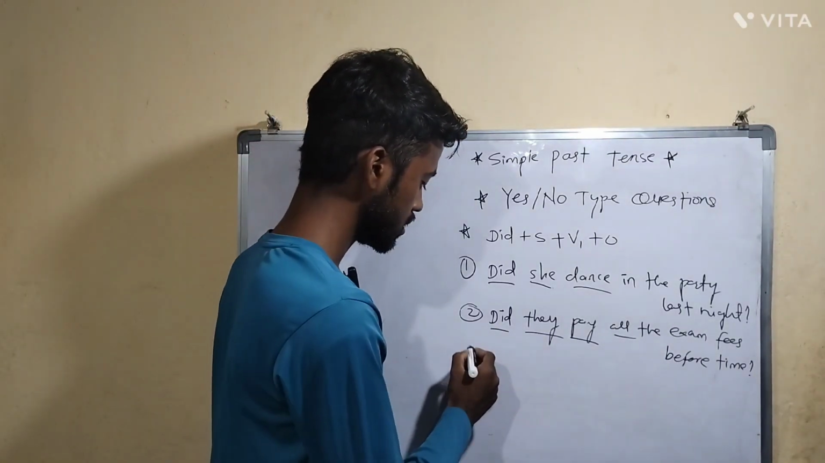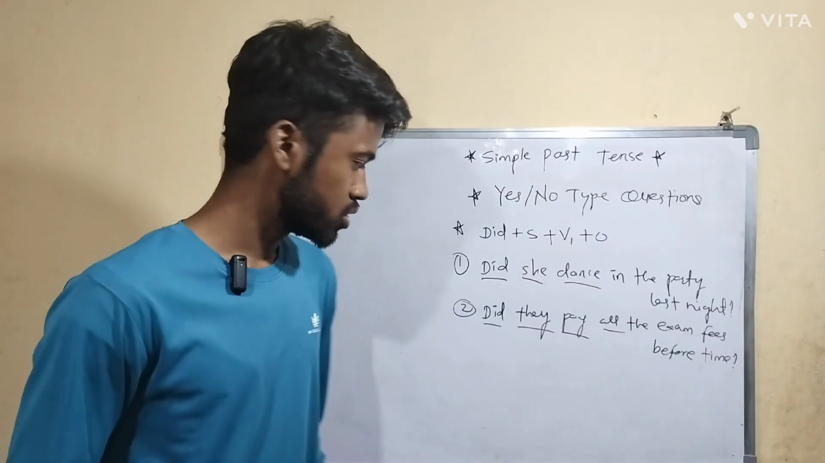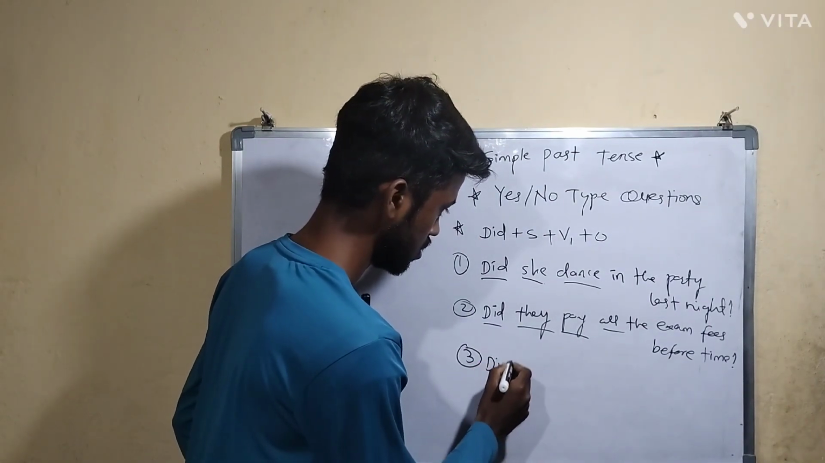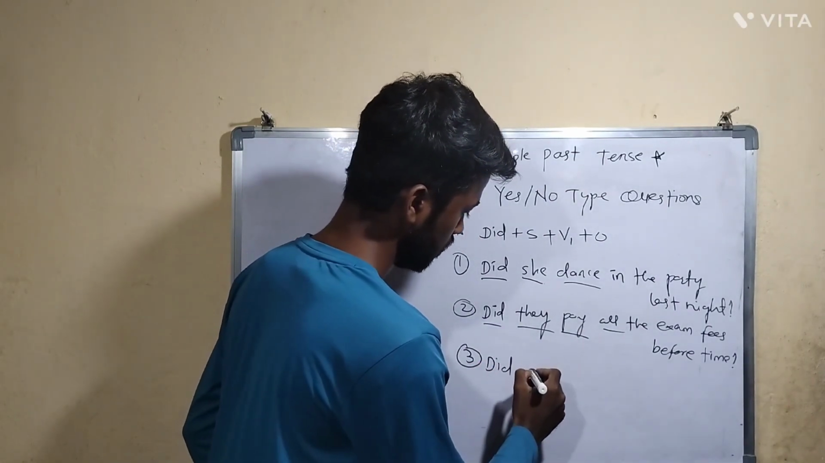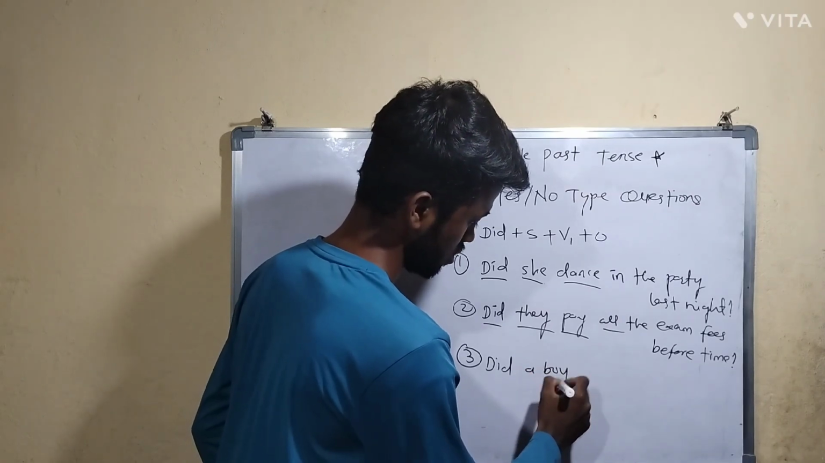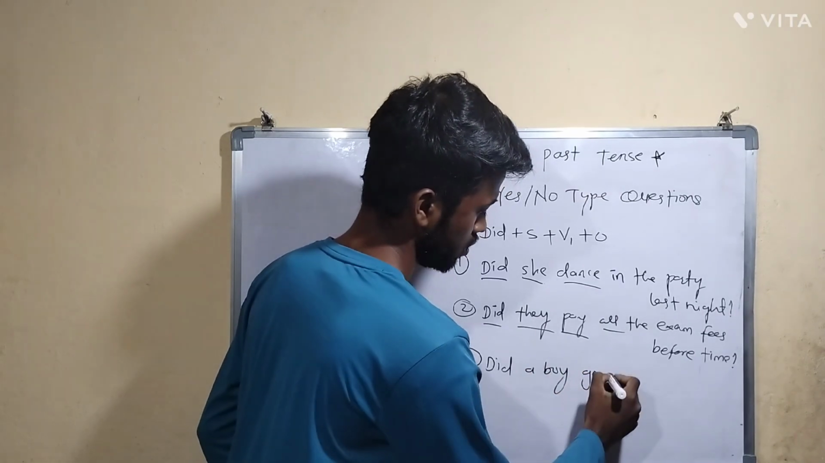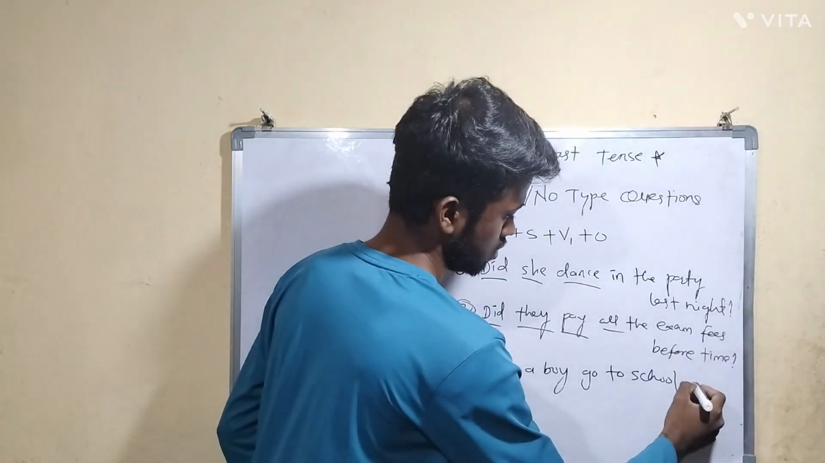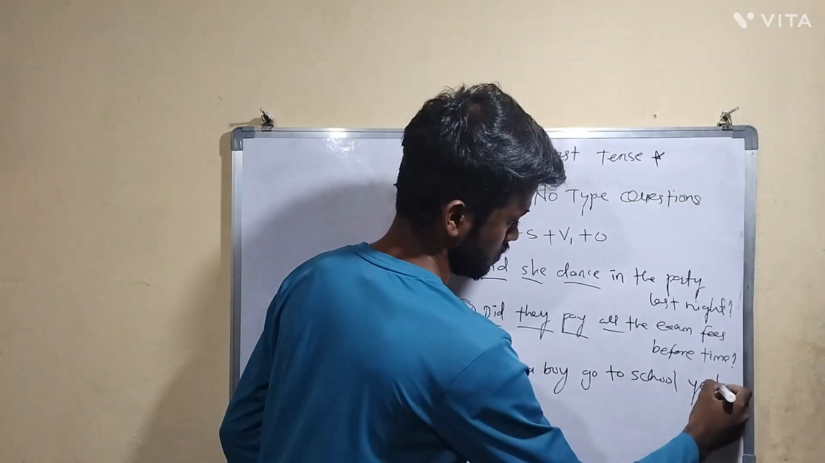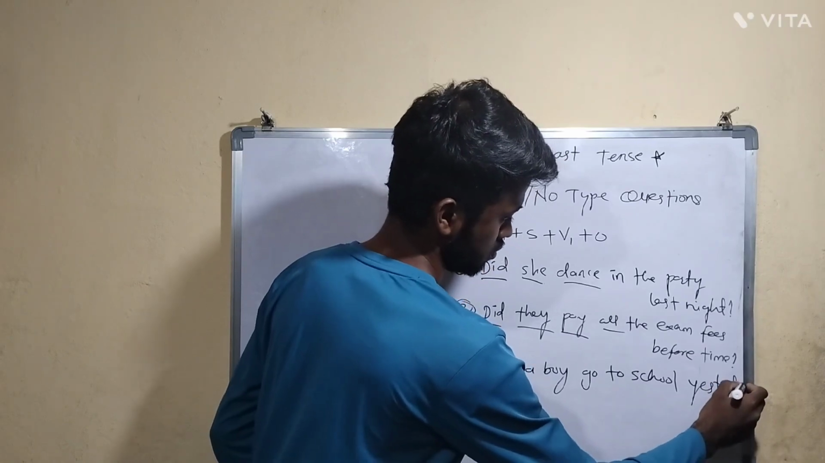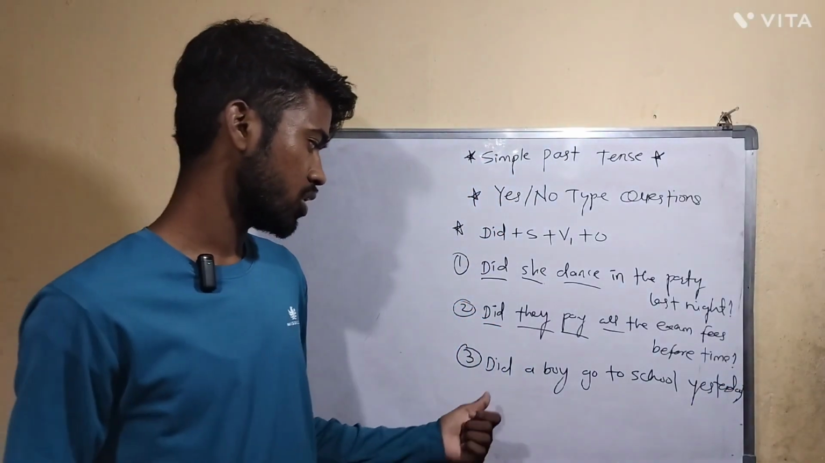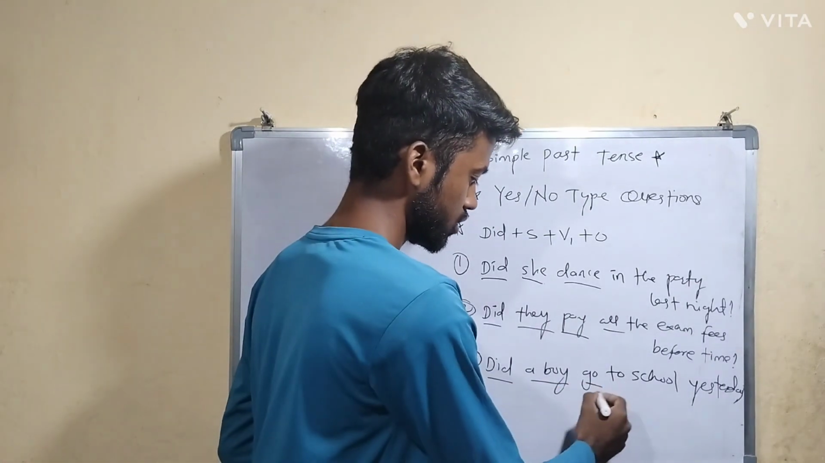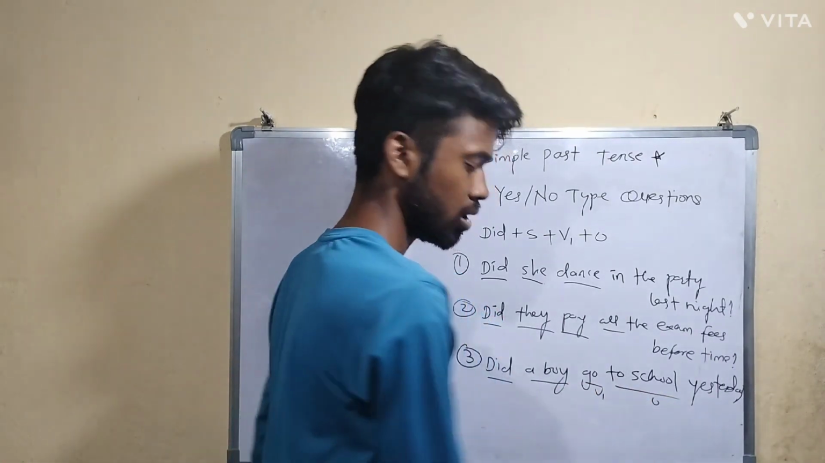Okay, let's see another example. Next example: did a boy go to school yesterday? Question mark. So here, what is the helping verb? That is did, and a boy is the subject. Go is the first form of verb, and the remaining part is object.